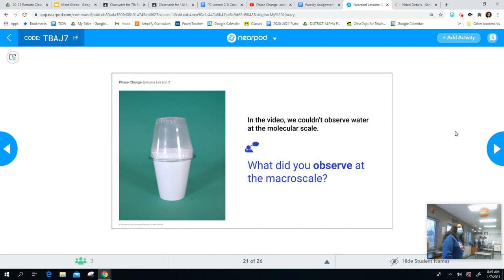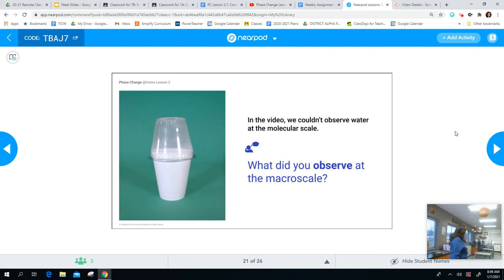So in the video, we couldn't exactly observe the water at the molecular scale. We didn't see the molecules, did we? No, right? We can't see those molecules with our naked eye. Even with a hand lens, you couldn't see the individual molecules. But what did you observe at the macro scale? What did you see happen? Cody? Some cups wrinkled. Oh, okay. The cups did wrinkle from the heat.